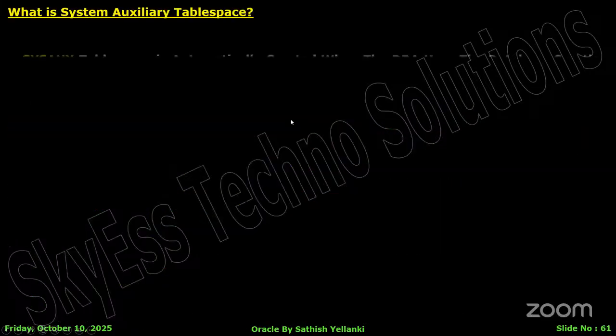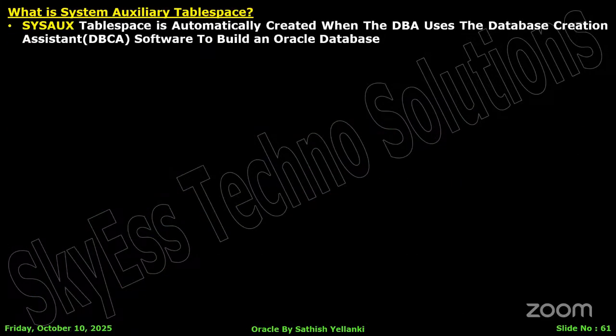Therefore, remember one thing, your system auxiliary table space is automatically created when the DBA uses the Database Creation Assistant wizard. To create any new database, if he is using this DBCA tool, the system auxiliary table space gets created automatically. Starting from 10g, you cannot have an Oracle database on your machine without SysAux. Be very clear about that.